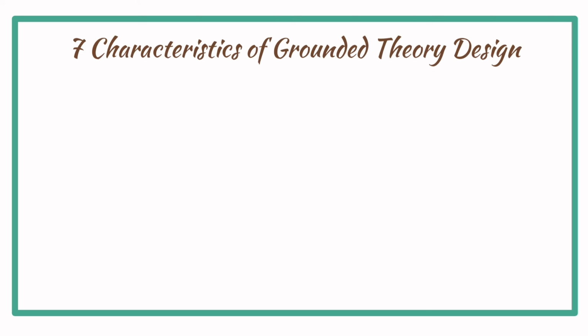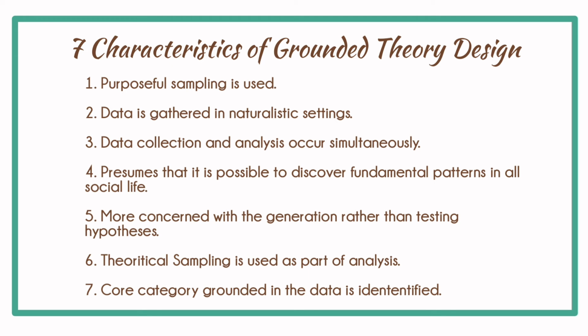Grounded theory design also has 7 characteristics. 1. Purposeful sampling is used. 2. Data is gathered in naturalistic settings. 3. Data collection and analysis occur simultaneously. 4. Presumes that it is possible to discover fundamental patterns in all social life. 5. More concerned with the generation rather than testing of hypotheses. 6. Theoretical sampling is used as part of analysis. And 7. Core category grounded in the data is identified.